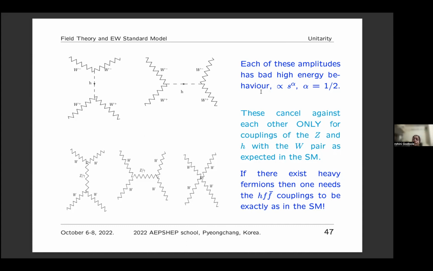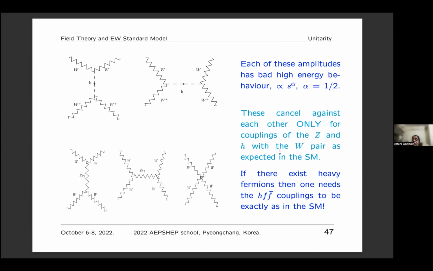And that is giving rise to this bad high energy behavior. But what happens is that all this bad high energy behavior actually cancels among all these diagrams, and the net result of the amplitude, when you sum over all the contributions, is that the bad terms cancel, and only a logarithmic dependency on s is left.